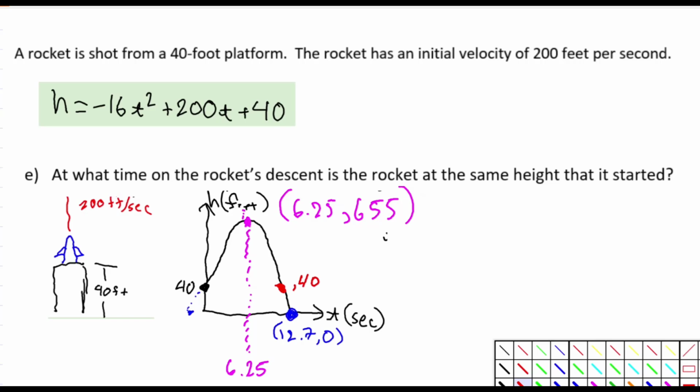Well, this is the easiest problem. I mean, there's a whole bunch of ways we can do it, but I can just figure out, well, it took me 6.25 seconds to get to the maximum height, and then to get back down to the 40 feet, it'll take another 6.25 seconds. So that tells me that my time, we just need to double the 6.25. So 6, what is that, 12 and a half seconds. So it'll take 12 and a half seconds to reach 40 feet again.